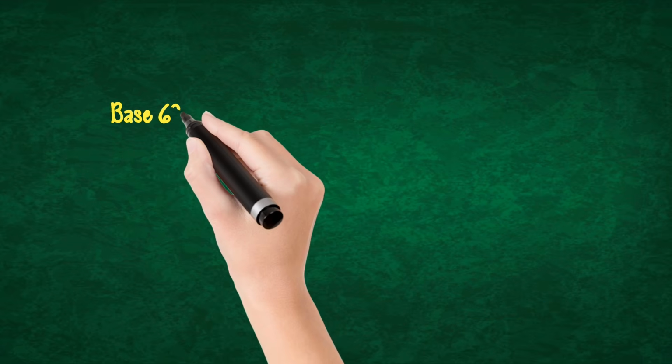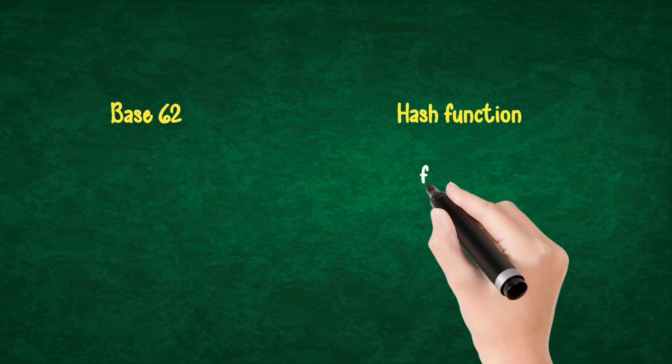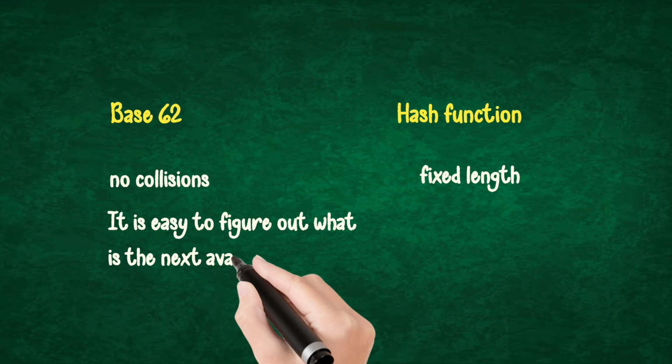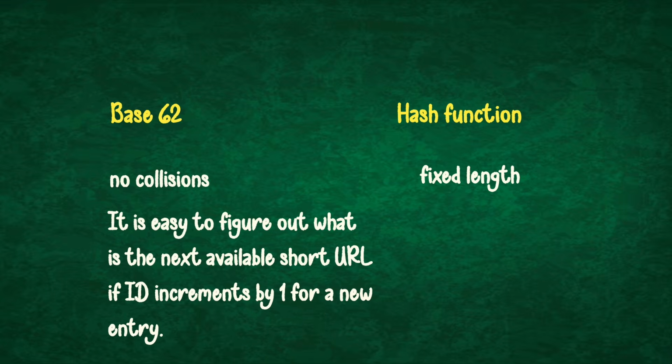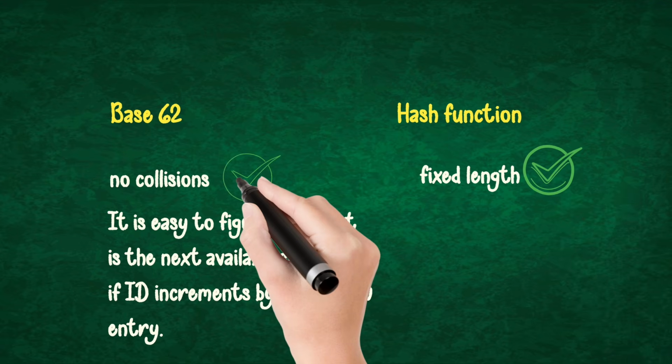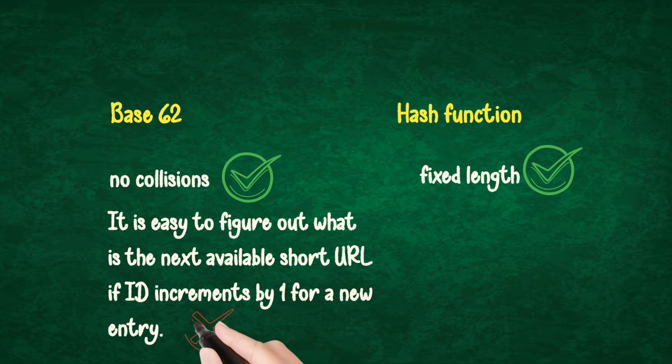Let's compare both the cases. In base 62, you won't be getting any collisions because you're directly saving in the database, but in the hash function, you will get a fixed length. One con of base 62 is that it is easy to figure out what the next available short URL will be if the ID increments by 1 for a new entry.